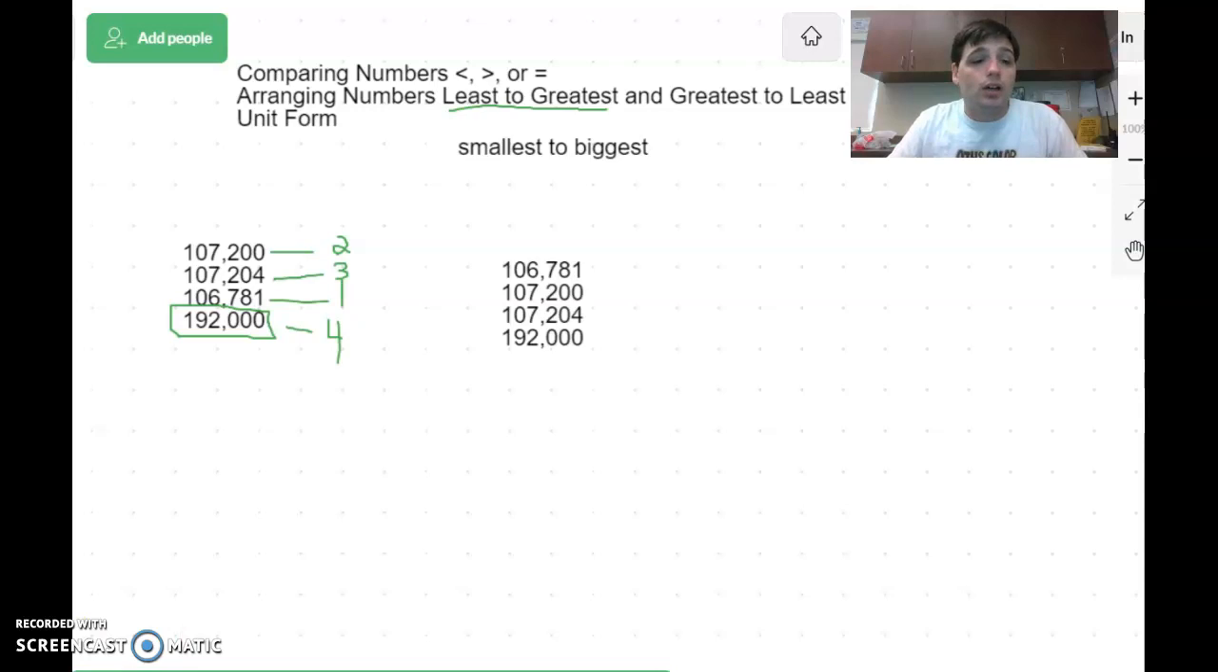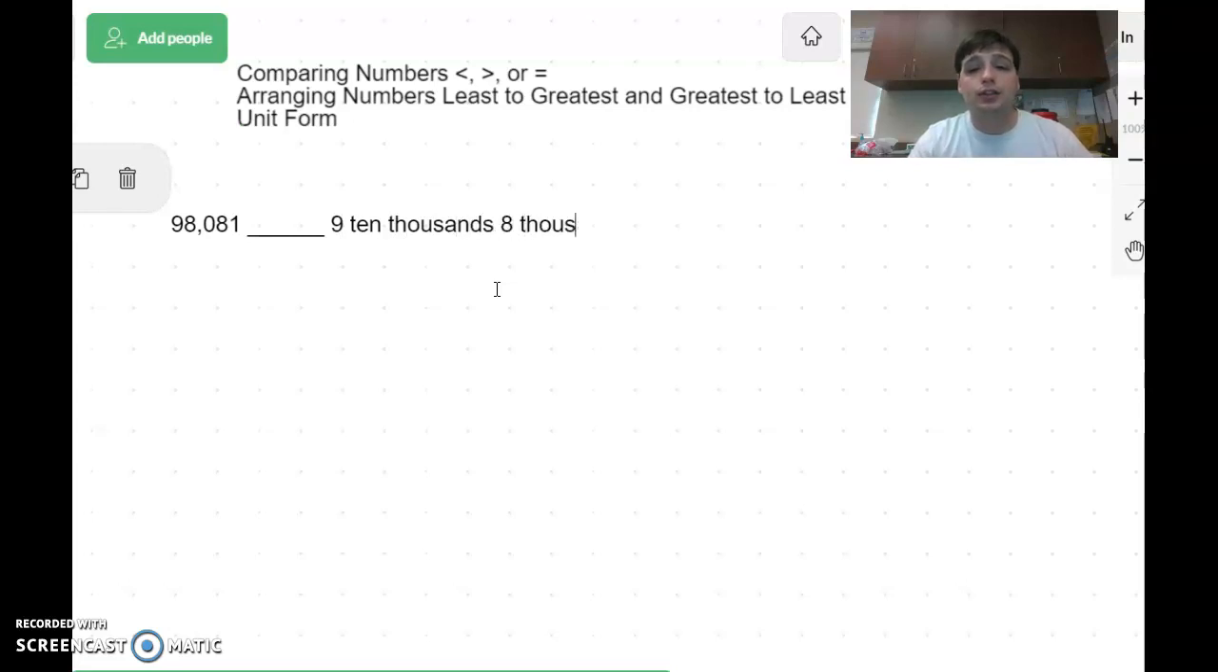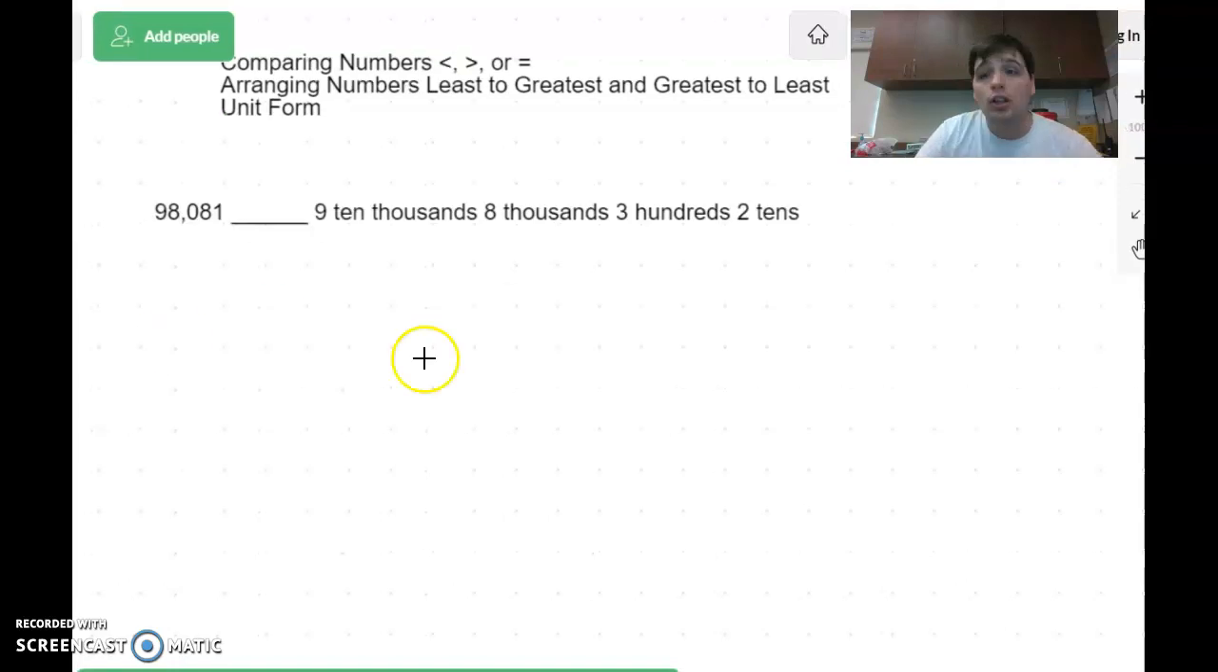And now let's try something a little different. So now let's talk about comparing numbers when they're in unit form. In unit form, you might see numbers like 98,081, and we're going to compare that to 9 10,000s, 8,000s, 300s, and 2 10s.